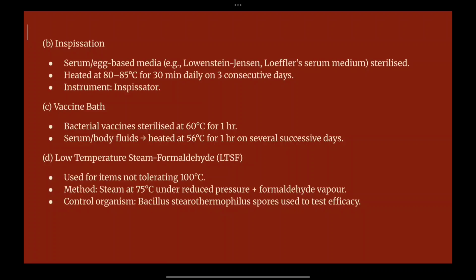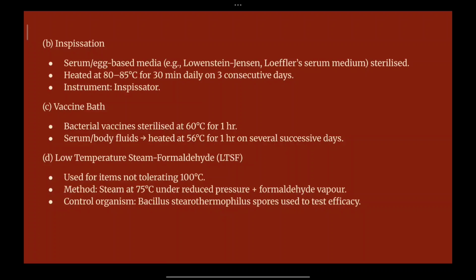Now the third method of doing below 100 degrees Celsius sterilization is the vaccine bath. Here the bacterial vaccines are sterilized at 60 degrees Celsius for 1 hour, and serum or blood fluids can also be sterilized by this method. So you heat them at 56 degrees Celsius for an hour on several successive days until it is free of microorganisms. So bacterial vaccines that are given to patients are first sterilized before actually injecting them into the patient. Serum and bodily fluids that are transferred to the patient are treated the same way.